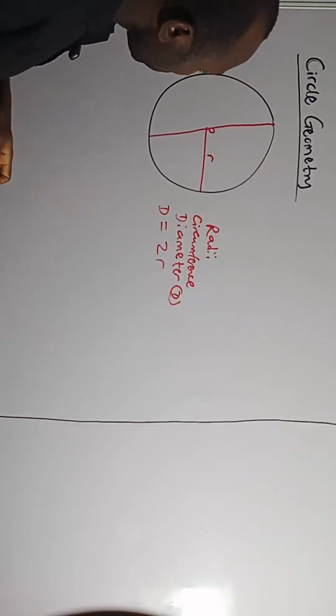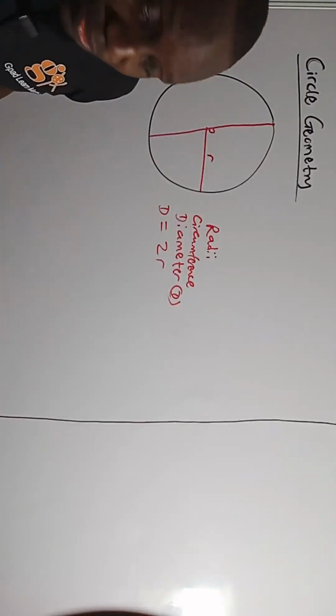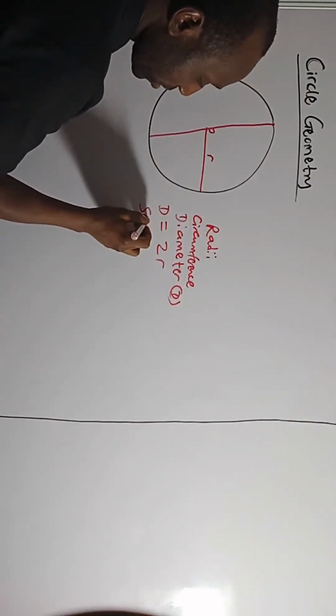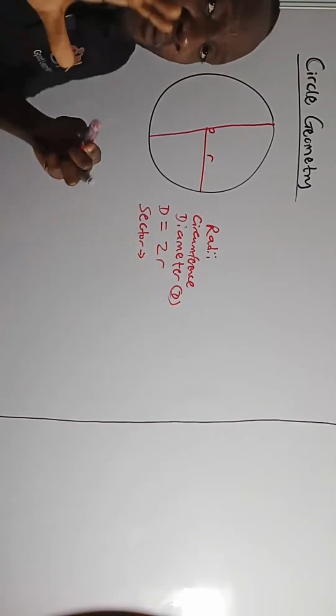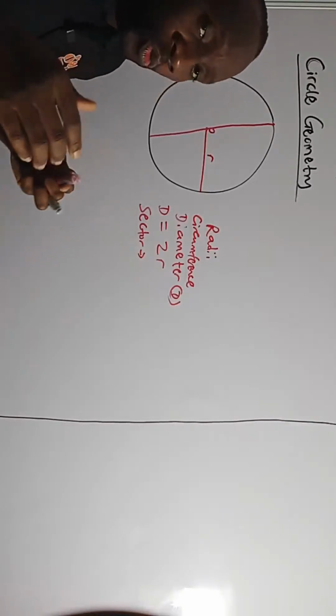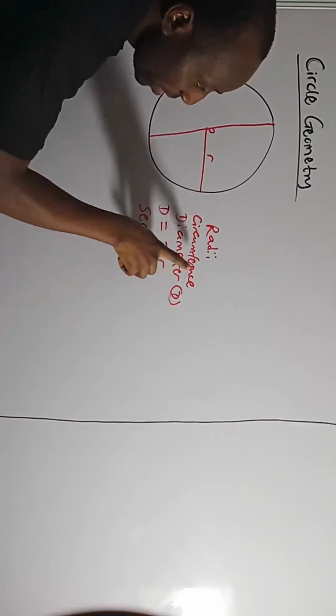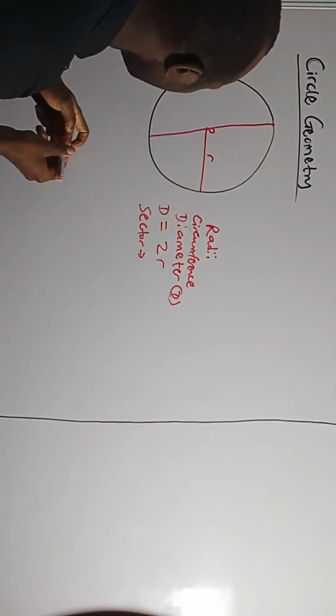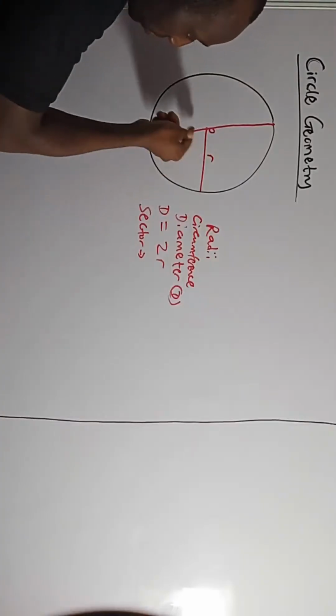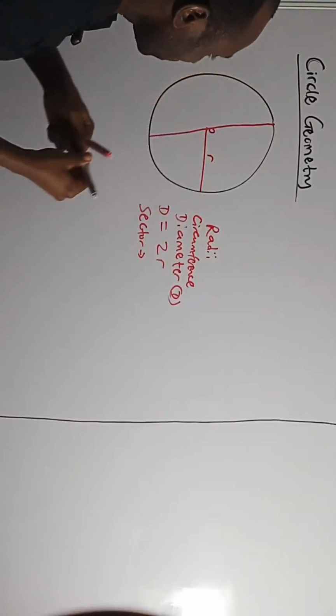Okay, now let's talk about a sector. What is a sector? A sector is an area bounded by 2 radii. I told you that this word radii is the plural form of what? Radius. So let me show you something. Let me just shade where the sector is. Look at this.